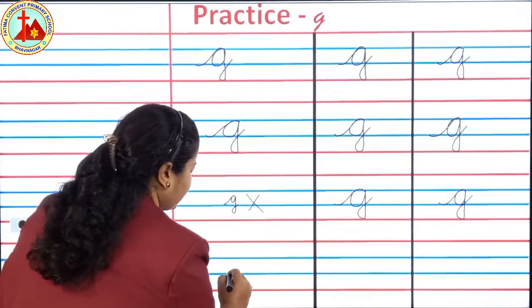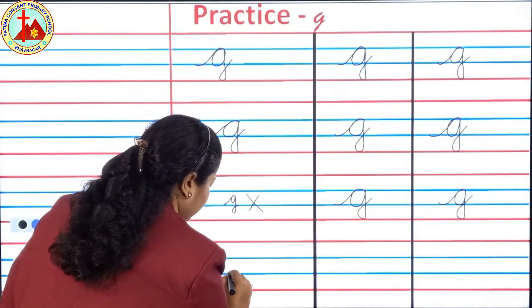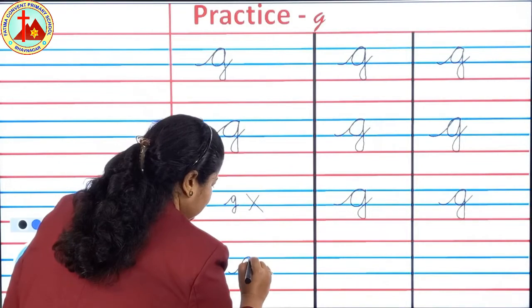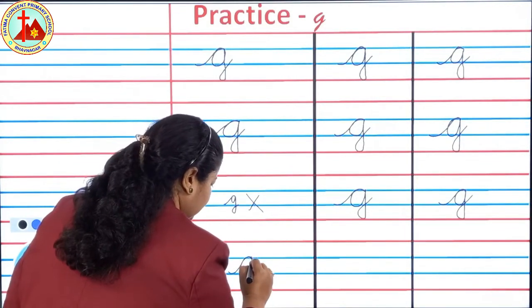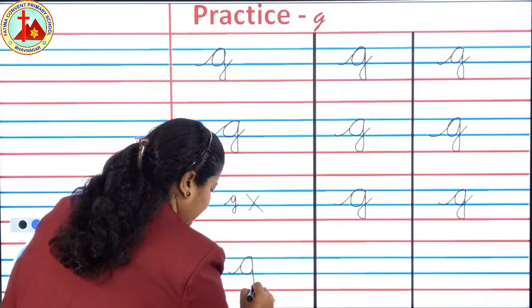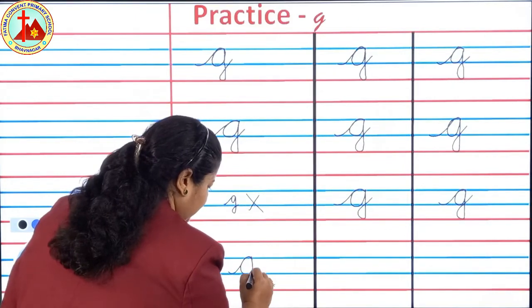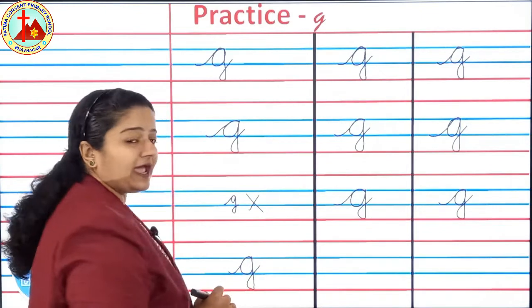Now you tell me how to write j. Miss will not tell you. Come on, tell me. Yes, first c, then very good. Circle, touch the red line. Very good. Then small loop and g.